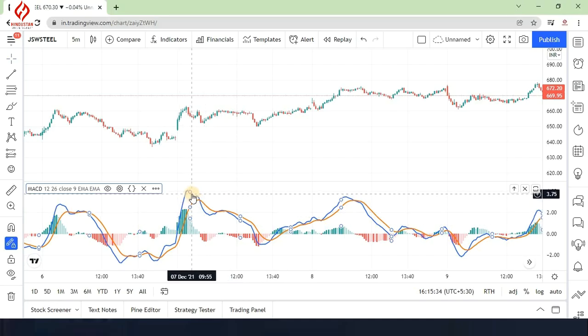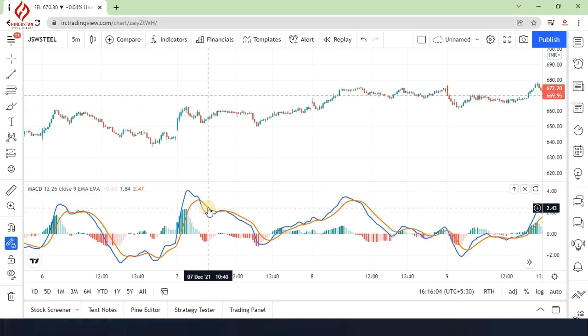So as I already mentioned, there are three important components in the MACD indicator. The blue line here you can see now, this is the MACD line, right? This is the first component of the MACD indicator. And suppose you are using the default setting for this indicator, then this line will be calculated by subtracting the 26 period exponential moving average from the 12 period exponential moving average.